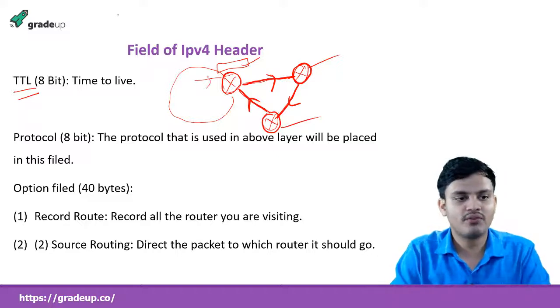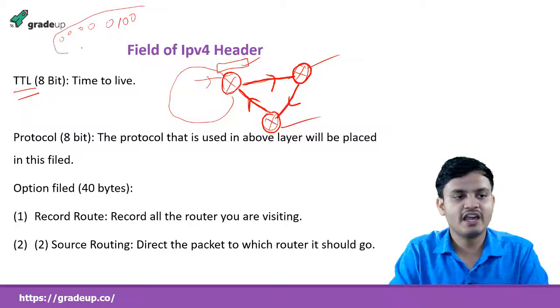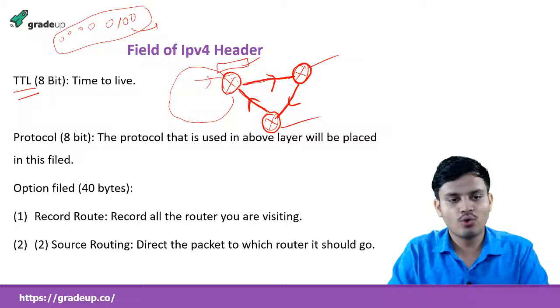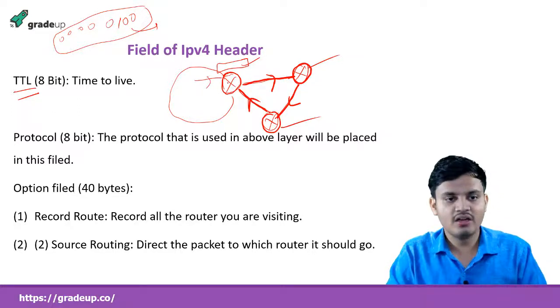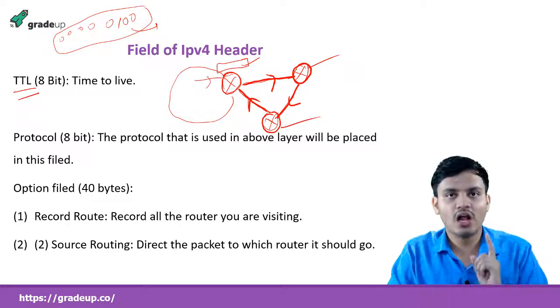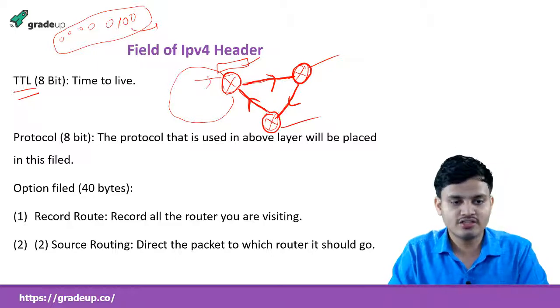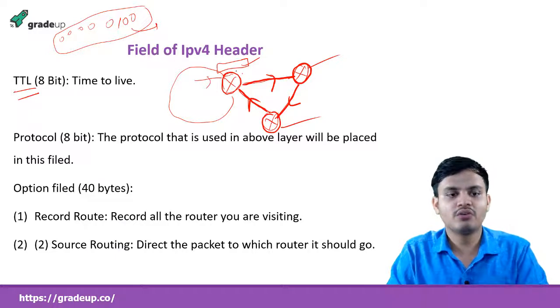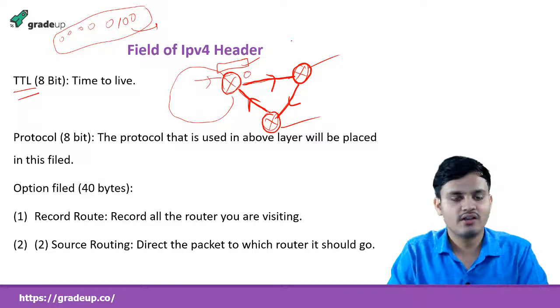For example, if I have written 1000000, it means that it can pass through 4 hops, because the value is 4. It will go to one router and decrement it by 1, then it will go to the next router and decrement by 1, then to the next router and decrement by 1, then to the next router and decrement by 1, and it will become 0, so it is now going to delete that packet. So that is the purpose of time to live.